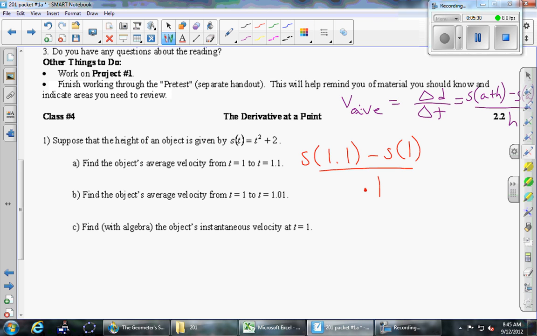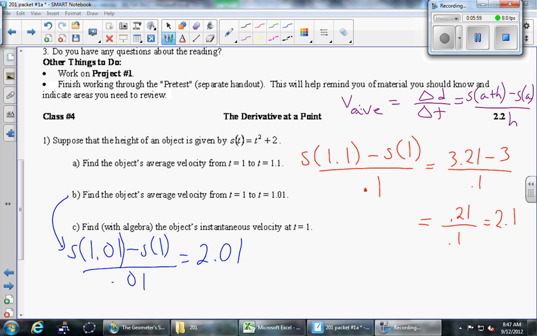Do you guys see the purple and the red as being the same thing? How much is the H? It's 0.1. How much is the A? It's 1. So, okay, 1.1 is 1 plus 0.1. I don't have to write it that way, but that's what it is. So they say the same thing. So with the calculator, we're just doing 1.1 squared plus 2, and then we're subtracting 1 squared plus 2. So let's try this on the calculator. Once you've got that, see if you can do B.